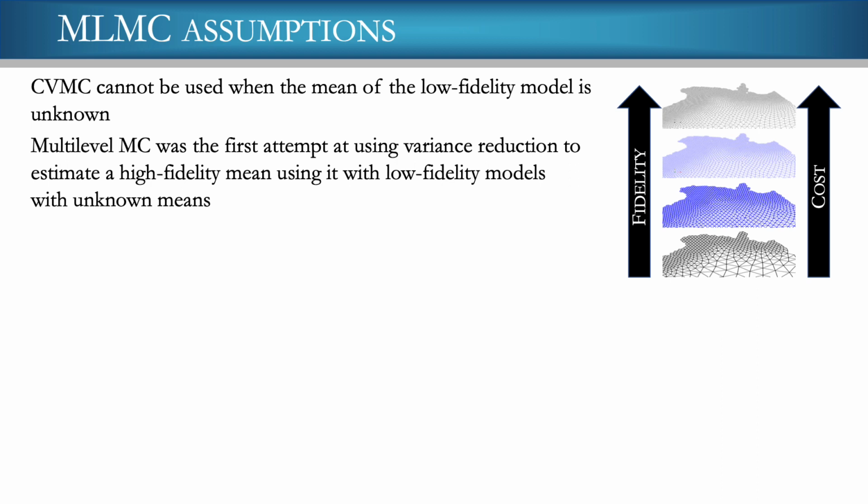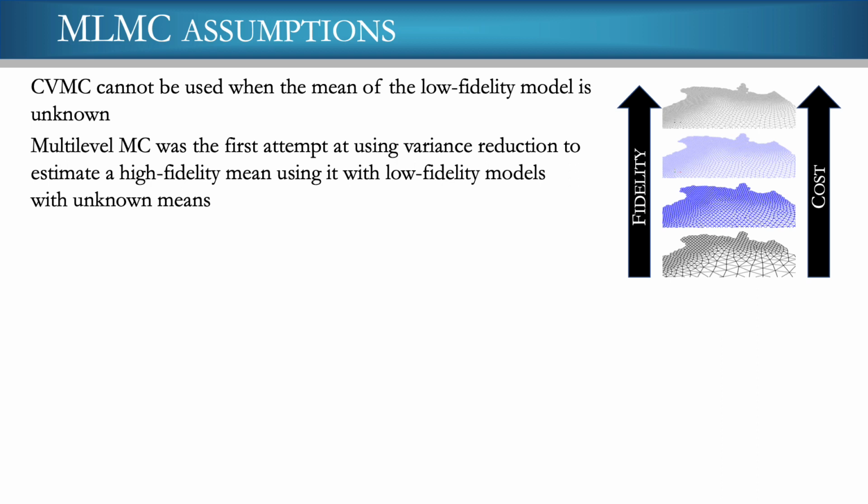In some previous tutorials, I showed you how to use control-variate Monte Carlo estimators to estimate the mean of a high-fidelity model using low-fidelity models with known means. However, in practice, we may not know the mean of the low-fidelity models. Multi-level Monte Carlo was the first attempt using variance reduction to use low-fidelity models with unknown means.